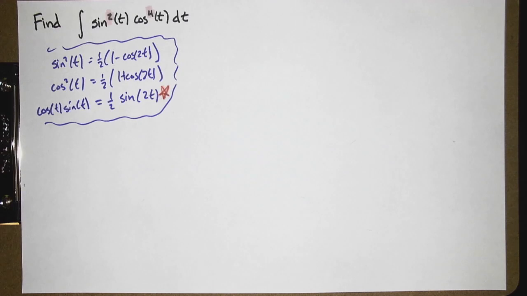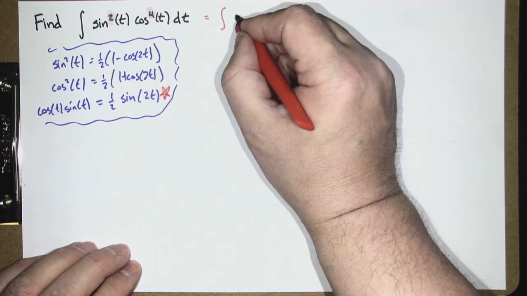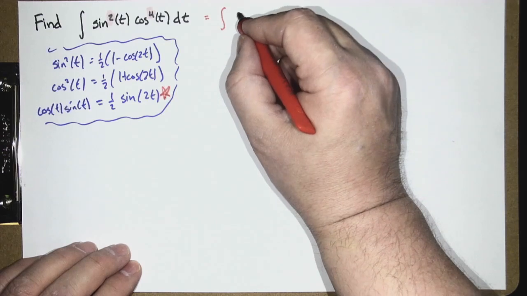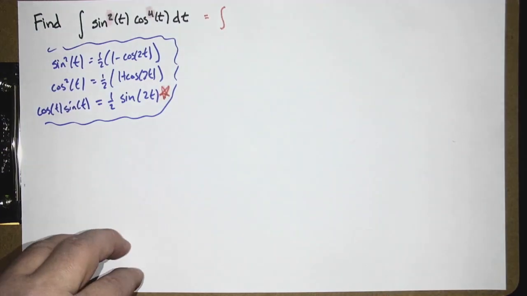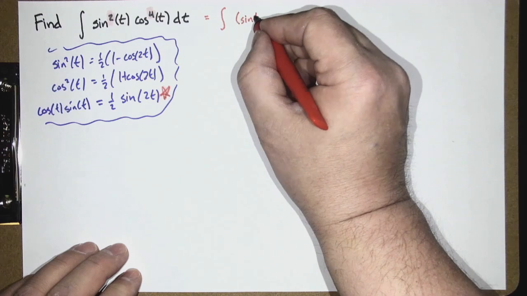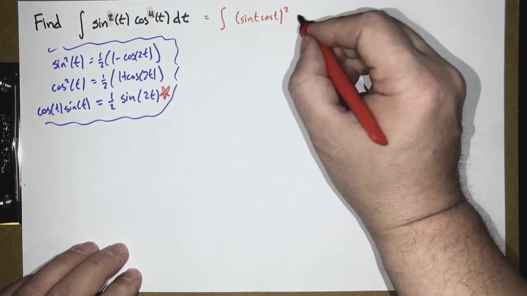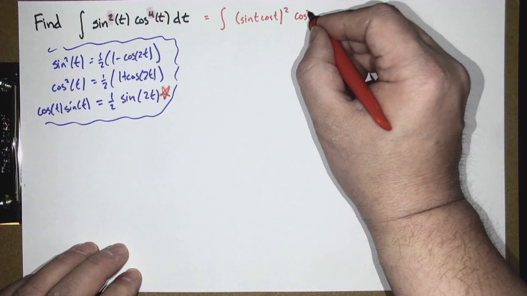So, with that being said, I say, well, I'm going to think of this in the following way. I'm going to put as many sines and cosines together as I can. So, how many sines and cosines can I put together? I can put 2 of them together. So I think this says sine t cosine t squared, and then I have 2 cosines left.